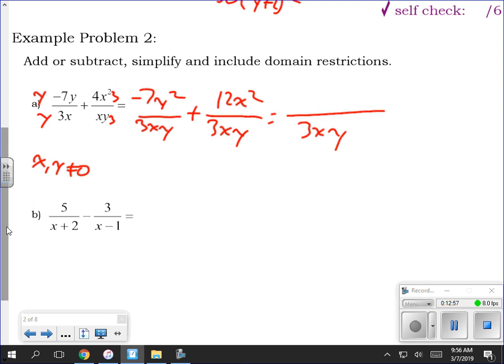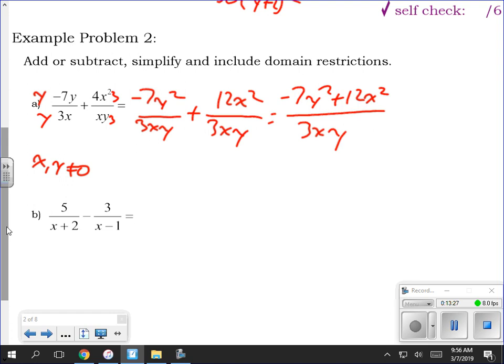Now I add the numerators. Negative 7y squared plus 12x squared. I can't combine them, right? They're not like terms. I might want to put the 12x squared first and have minus 7y squared second, just to make it look a little prettier, but I don't really care.